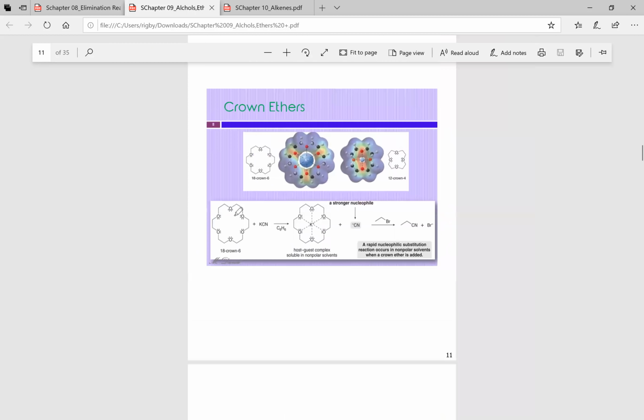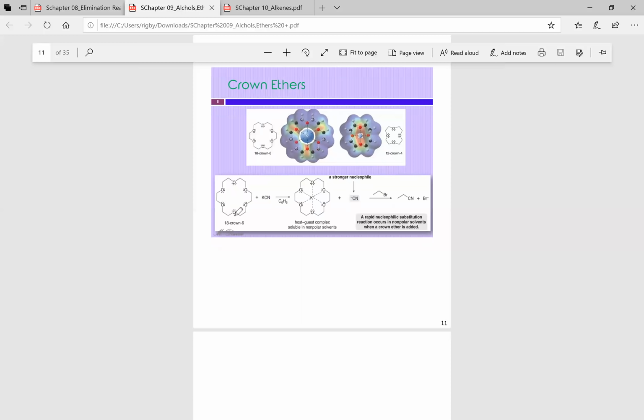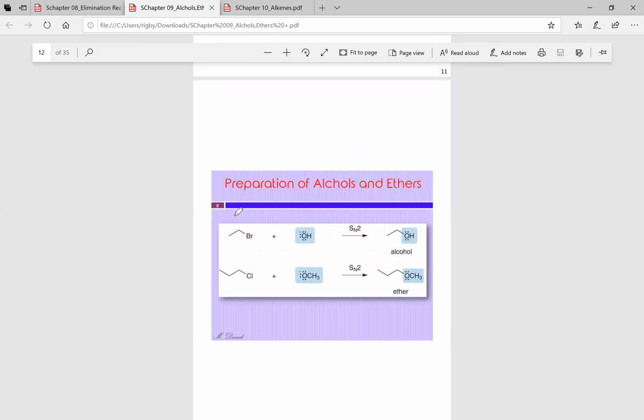And again, this is talking about why we use crown ethers and all of that. I'm sure there was a section in your book talking about how it's used in the body. I don't remember if that was in this section or a different section, but yeah.